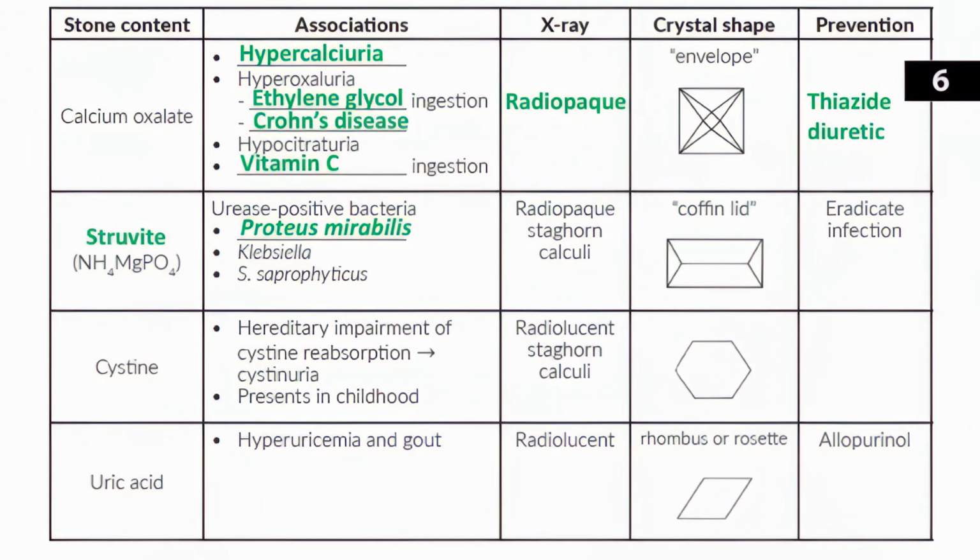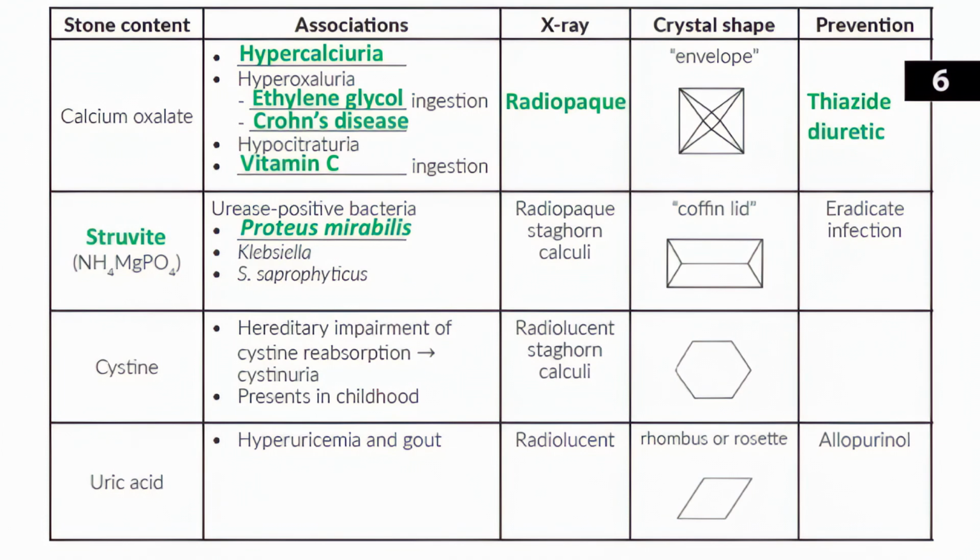There's a genetic condition called cystinuria, in which the kidneys can't reabsorb the amino acid cysteine in the proximal convoluted tubule. So these patients develop cystinuria and cysteine stones. This typically presents in childhood, and these can form staghorn calculi as well, but these are somewhat radiolucent. So you're not going to see them very well on the x-ray, but you can still see them on ultrasound.